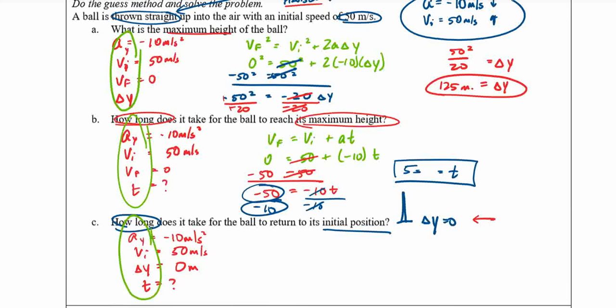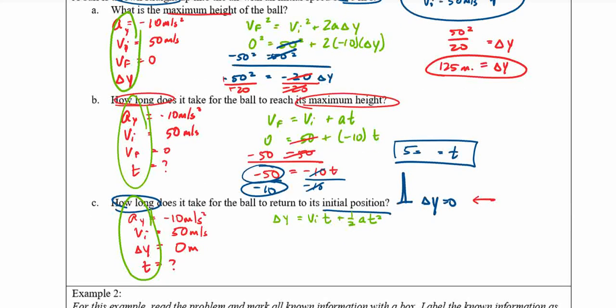So this is a little different from what we did before. The equation that has all of those things in it is the third equation, delta y equals v initial times time plus 1/2 acceleration times time squared. So 0, we're going to go ahead and plug those numbers in. 0 is equal to 50t plus 1/2 times negative 10 times t squared. And as we go through this, we're going to subtract 50t from both sides.